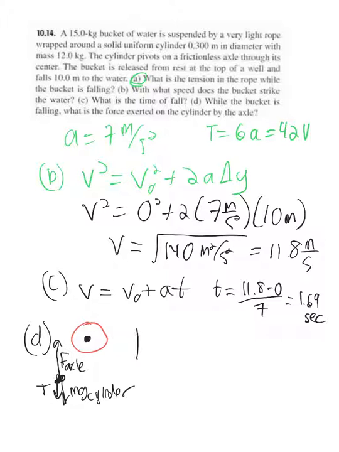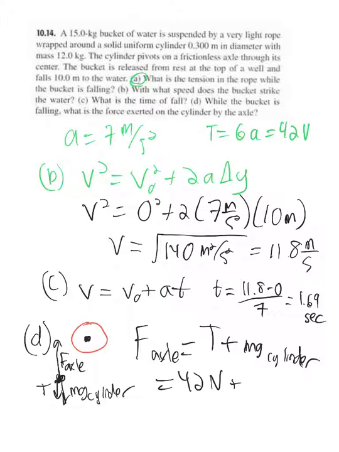So F axle is just going to be T plus mg of the cylinder, which is just the 42 we found earlier, plus the mg of the cylinder, which is like what, 117.6 or something like that. 12 times 9.8, you get about 160 newtons when you actually finish it. Like I said, that's the only really weird part, I thought, of the whole thing. Okay. And that's it.